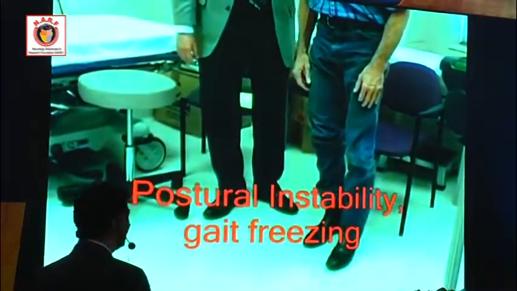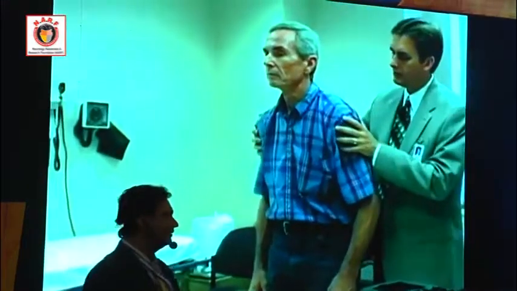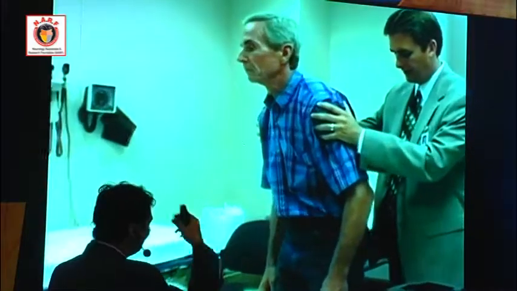So here's a patient who will not be a candidate for DBS. Patient is severely akinetic rigid, he has not much of a tremor, and he has significant freezing, he freezes almost every step, and he is having a postural instability with an abnormal pull test, and that will not get better with DBS. So here's one of my partners, Dr.